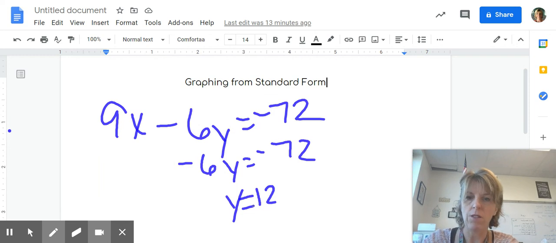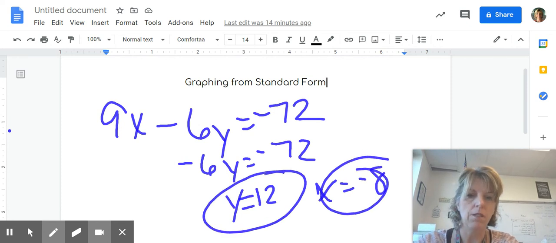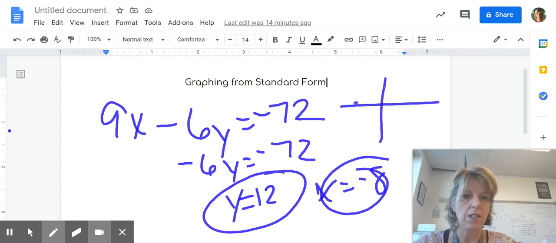If we do it the other way around and cover up the y, then we get x equals negative 8 for our intercepts. And all we've got to do is graph that then. X is negative 8, y is 12, and our line will look something like that.